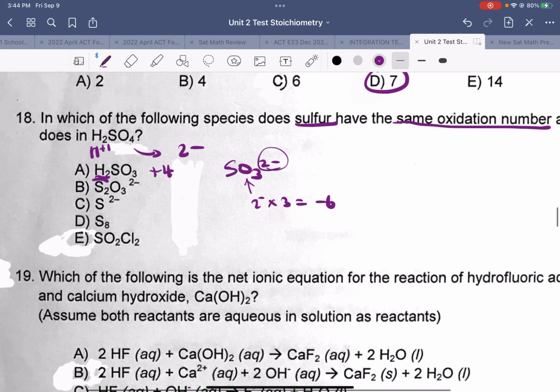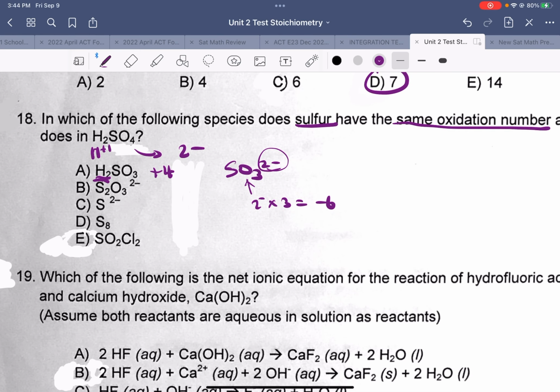Now next one, S2O3. So that means negative 2 times 3, right? So negative 6. So to be 2 minus, this one should be plus 4 total. So then S is 2 plus, right? Plus 2. This one just 2 minus. This one 0. Then which one is the same as the given one? Then this one plus 6, right? So given one here.